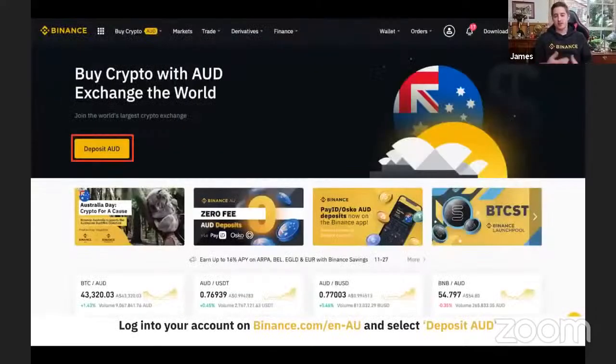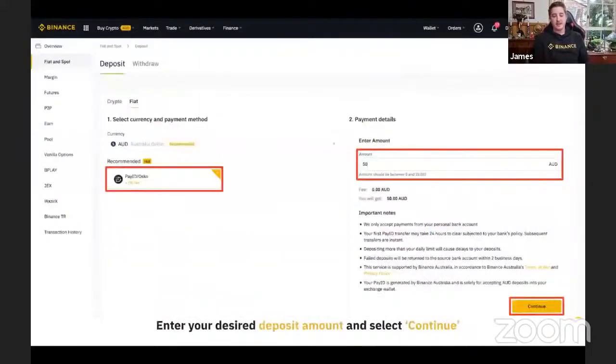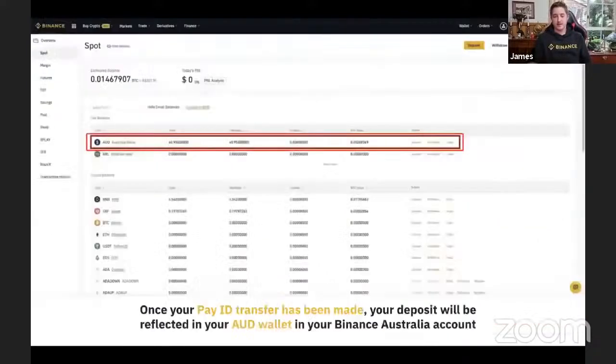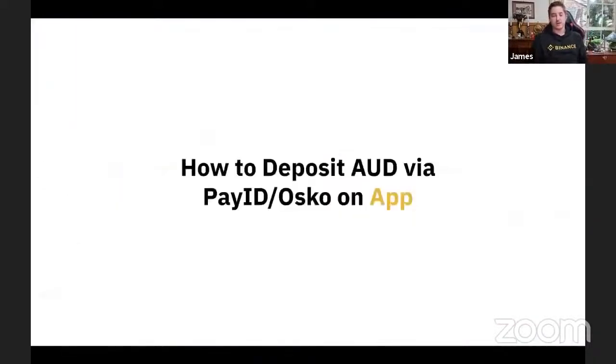So again, back onto the home page now that you're logged into your account and you're just going to deposit AUD. Follow a really simple process here, enter the desired amount, select continue. And then you're going to complete the PayID transfer using your mobile bank app or internet banking. So I'll show you that side just a little bit after. And then once your PayID transfer has been made and came into the account, your deposit will be reflected in your AUD wallet in your Binance Australia account.